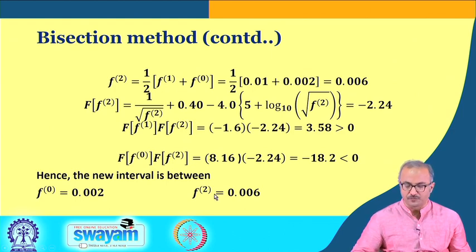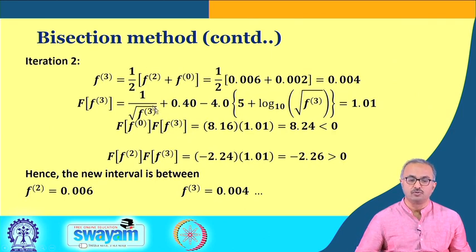Now with this, again we bisect it to get another estimate. So here by bisection we are getting 0.004, we find the function value at this new unknown variable, and we find this is coming to 1.01. We again take the product between the function values for these pairs. So f0 into f3 is coming positive and f2 into f3 is coming negative. It means the new search zone should be between f2 and f3.